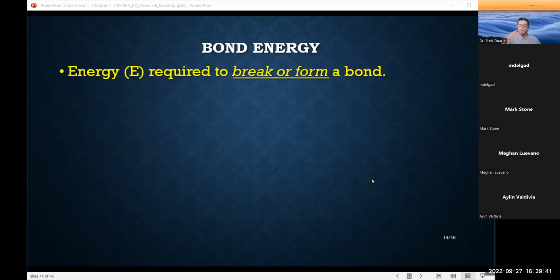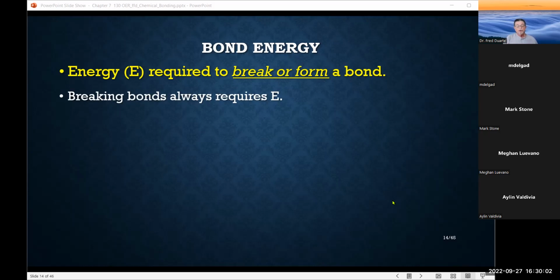All right, so let's talk briefly about bond energy. Energy is required when we need to break or form a bond. There's energy involved here. It's not a spontaneous thing, so the energy has to come from something. For example, if we need to break a chemical bond, we have to put energy into the system to break that bond. And so energy is treated as a reactant.